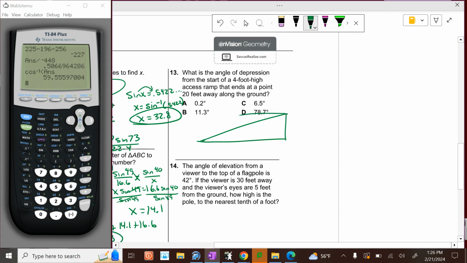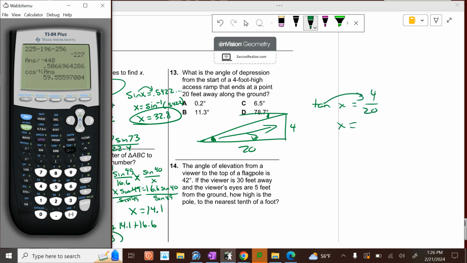Okay, here's a ramp. The angle of depression is here, so the angle of elevation is the same. 4 foot high, 20 feet across. Opposite over adjacent is what trig function? Tangent. So the tangent of x equals 4 over 20. Move the tangent to the other side. Inverse tangent of 4 over 20 is 11.3 degrees.